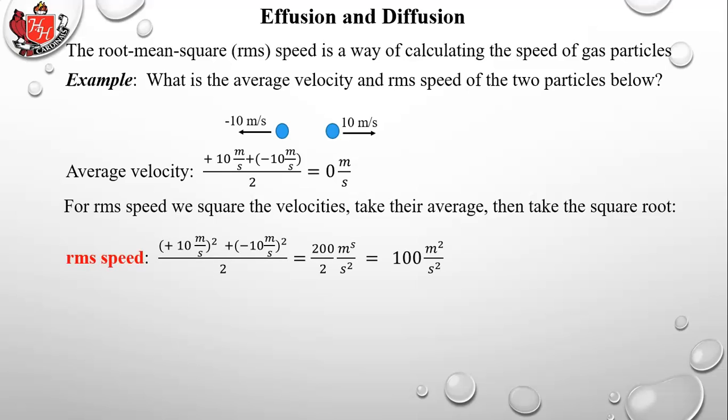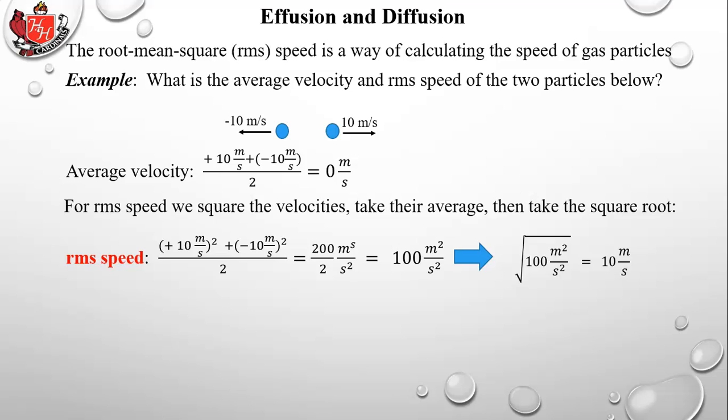Okay, so in root mean squared, the first thing you do is square. So we're going to square 10, and we're going to square negative 10. 10 squared is 100. Negative 10 squared is also positive 100. You add those together, you get 200. Then you take the mean, that's the average, you divide by 2. So 200 divided by 2 is 100. And then finally the last step is you take the square root of 100 and you get 10 meters per second. So whereas the average velocity of those two particles was 0, the root mean square speed is 10, and that makes more sense to us.